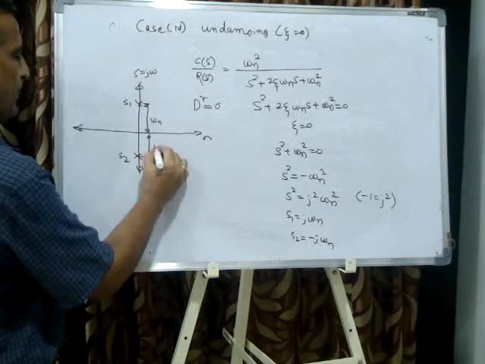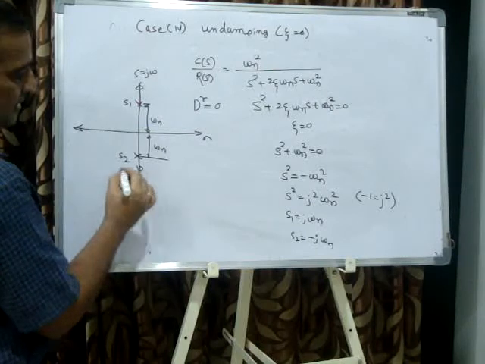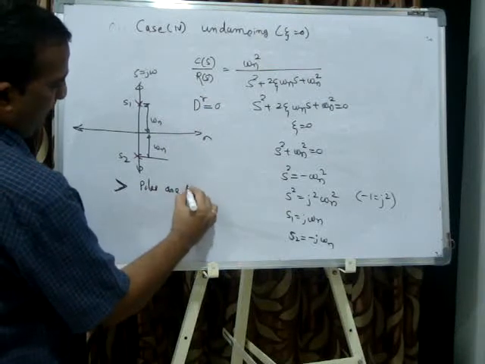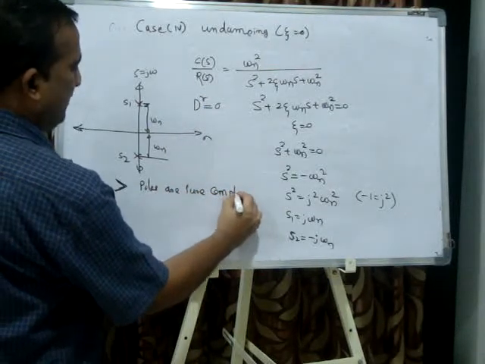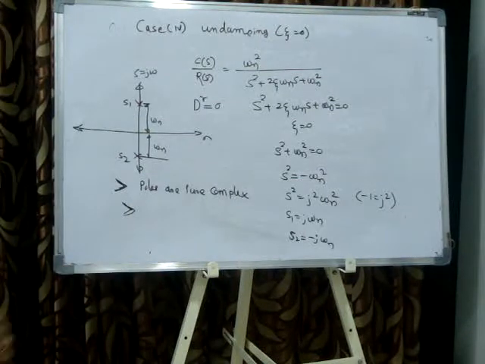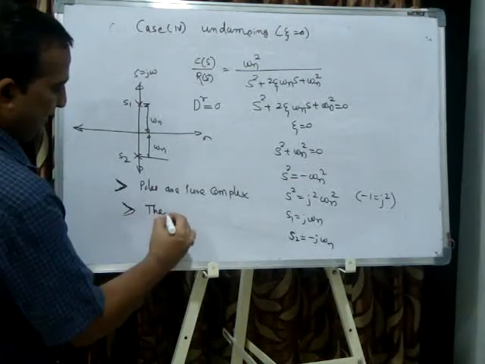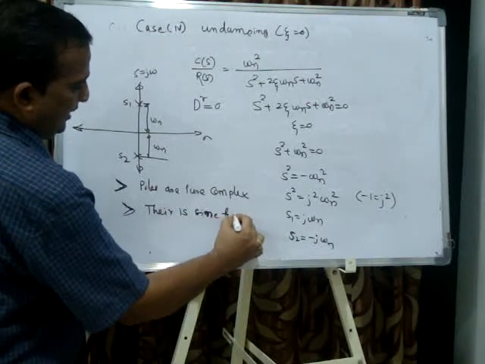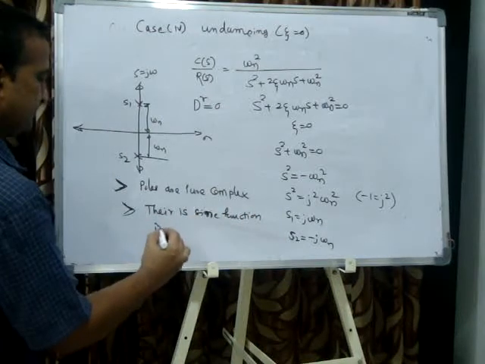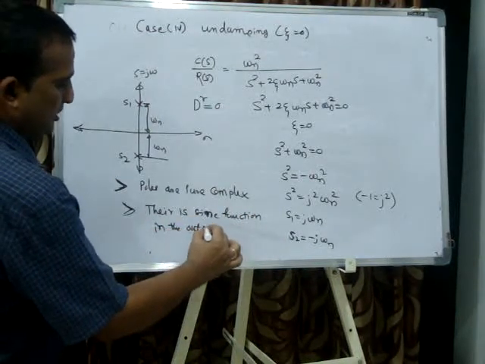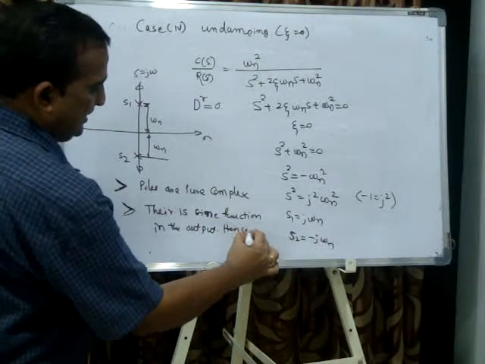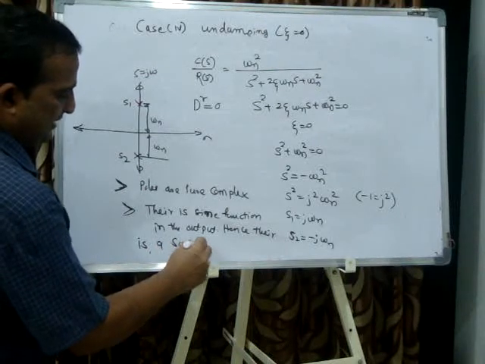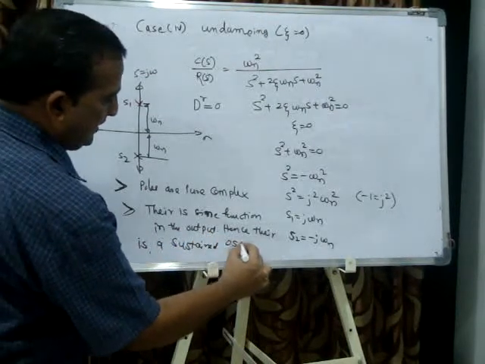So here the first inference is that the poles are pure complex. Due to pure complex poles, what happened? There is a sine function in the output. Hence, there is a sustained oscillation in the output.